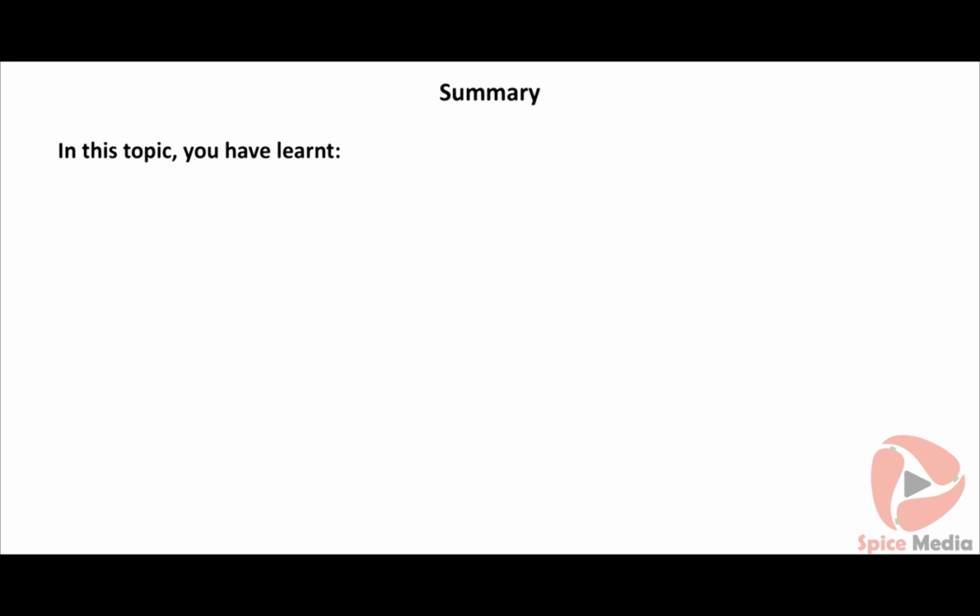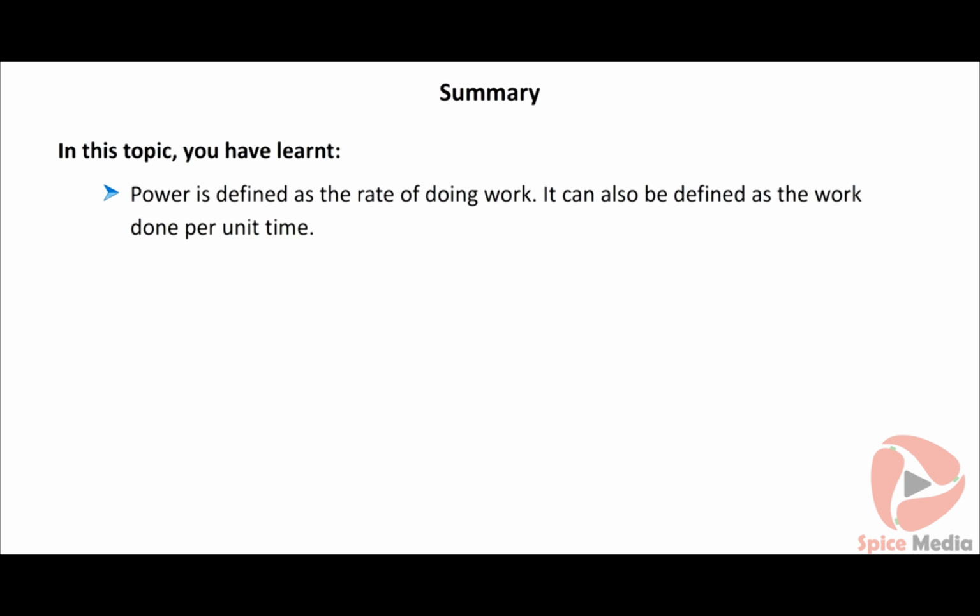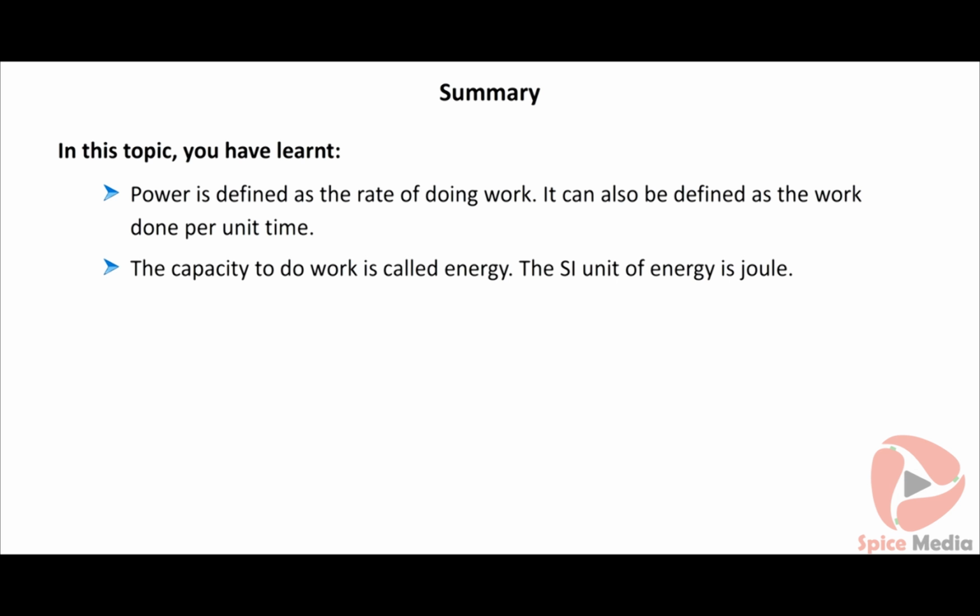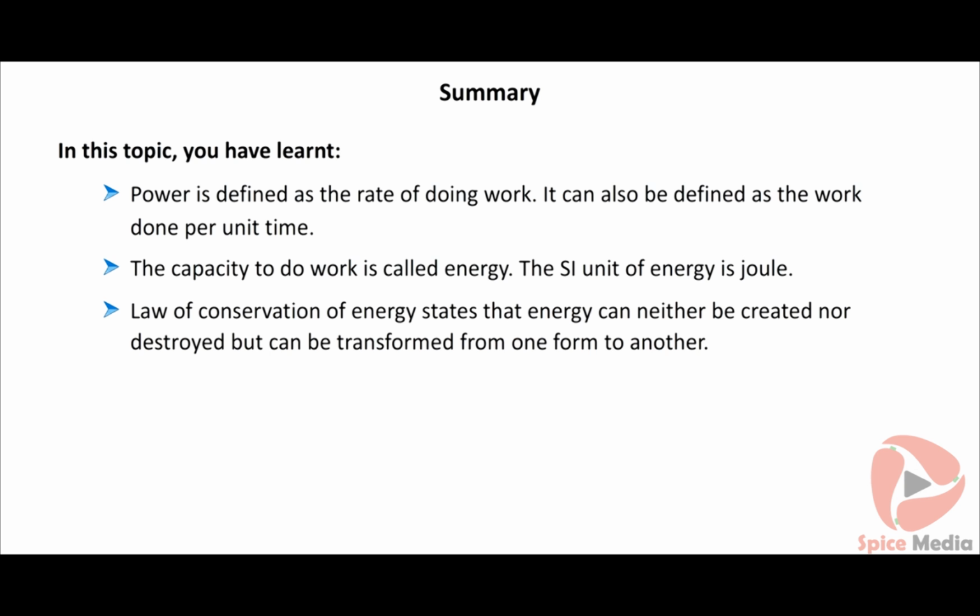In this topic, you have learnt power is defined as the rate of doing work. It can also be defined as the work done per unit time. The capacity to do work is called energy. The SI unit of energy is joule. The law of conservation of energy states that energy can neither be created nor destroyed, but it can only be transformed from one form to another.